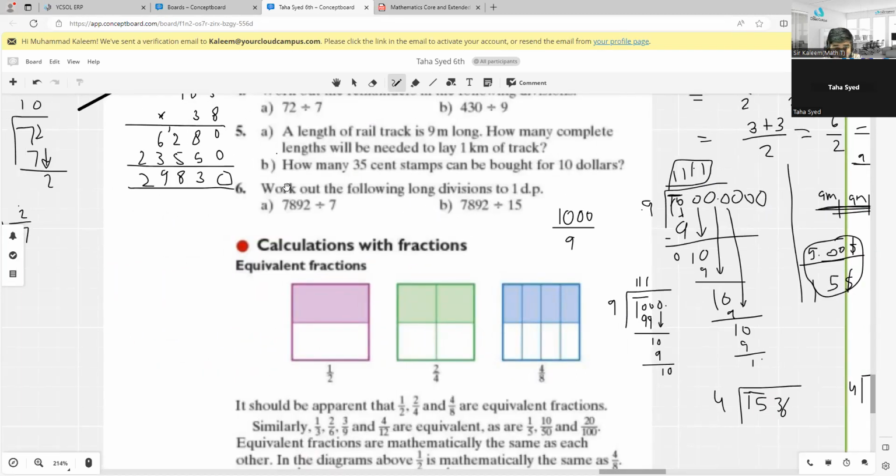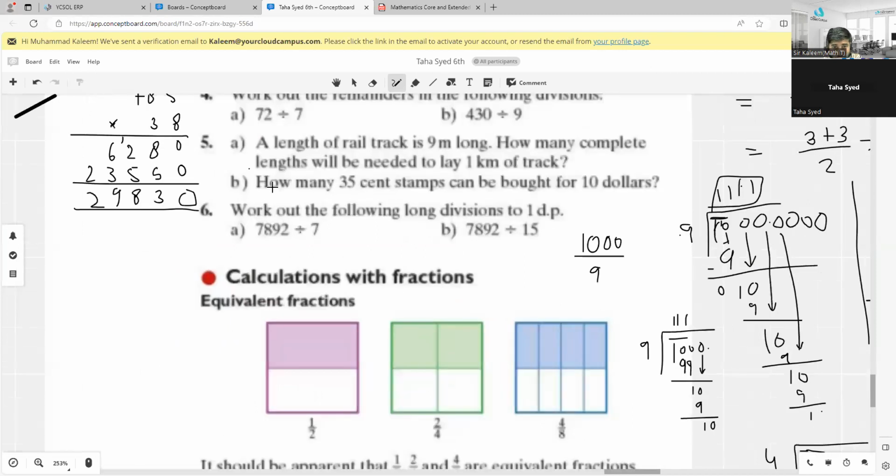Question number 5, B part. So what we have to do? How many 35-cent stamps can be bought for $10? Here, what we have to do? The first thing that comes to our mind is multiplication. But multiplication with which number? You just have to guess. You cannot find the exact number.